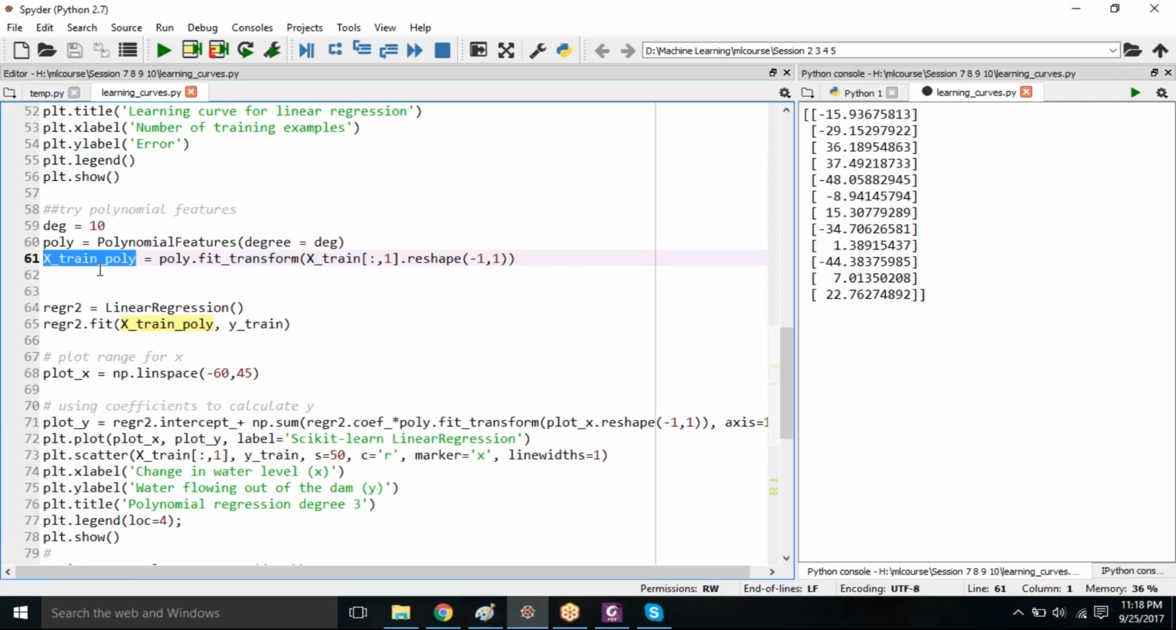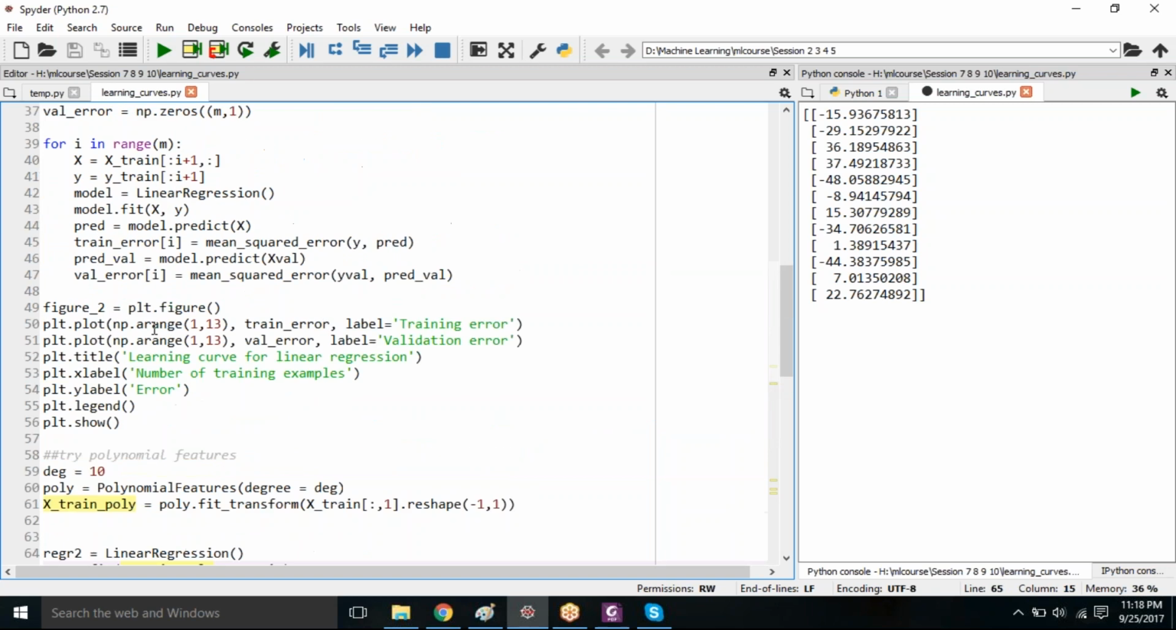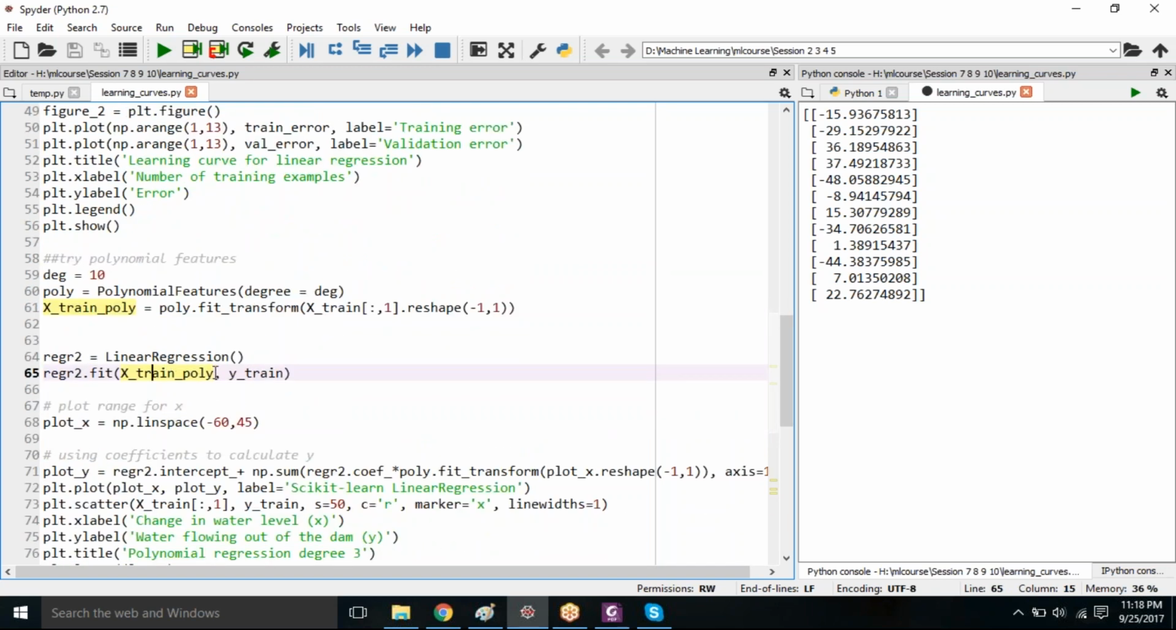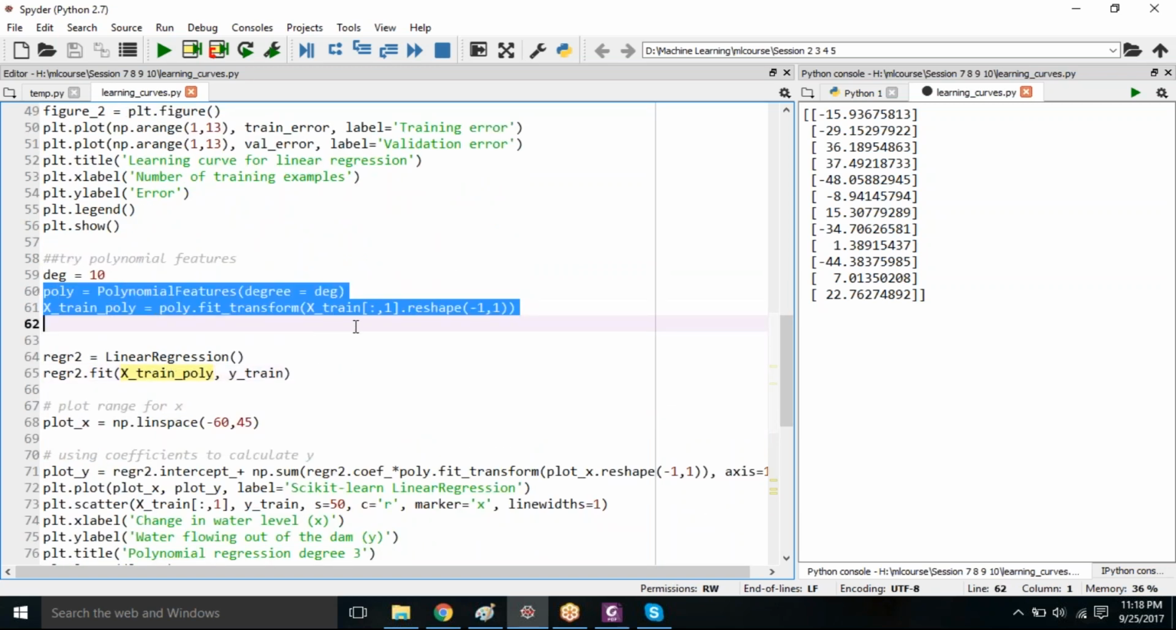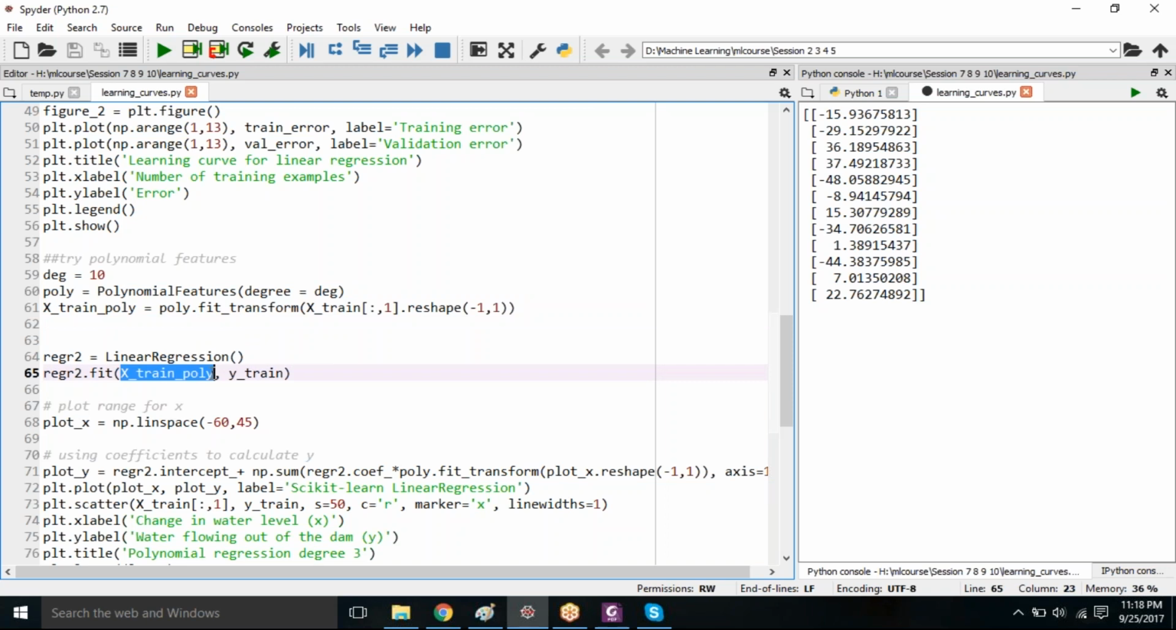and this has now become your new feature vector. On this you will do the fitting. See, x-train poly. Because you cannot just give it one value, no? Otherwise it will be again degree 1. For degree 10 you have to first create the features, all the 10 x1, x1 square, x1 cube, x1 4, all those things you have to create, and then you have to pass it to the regression model. Okay?